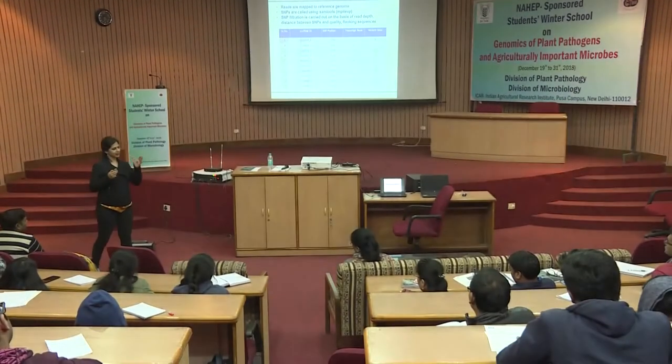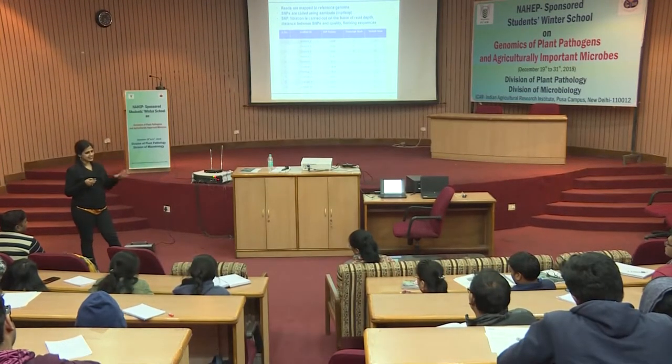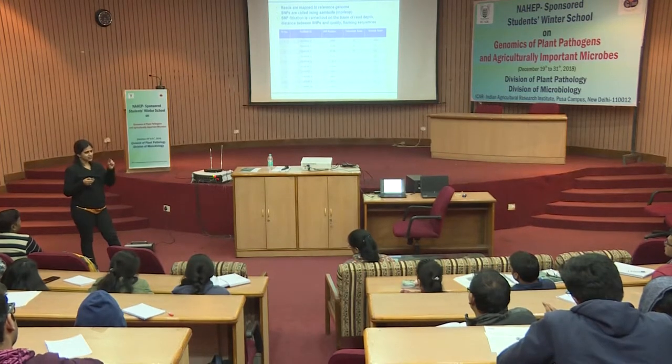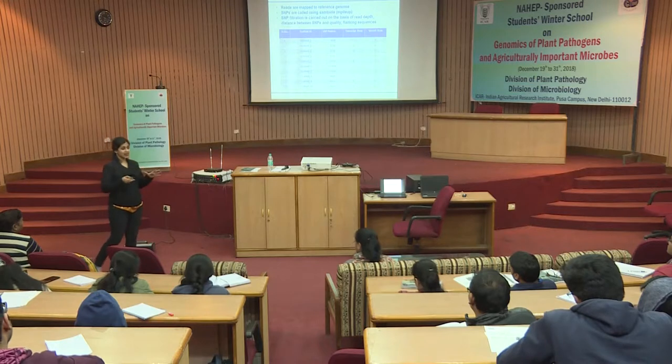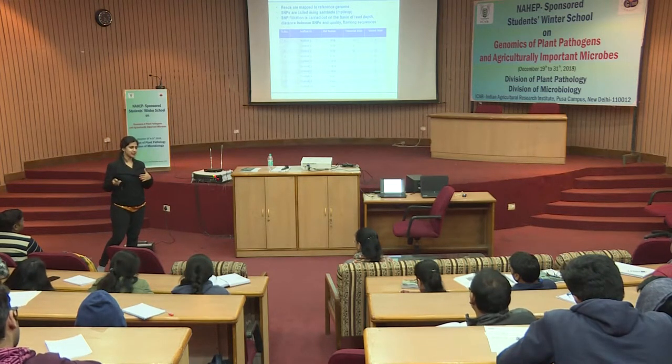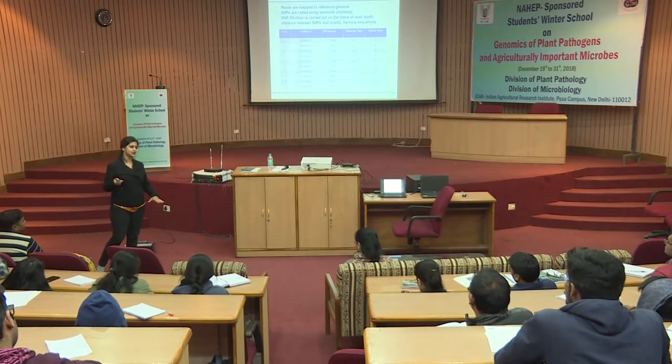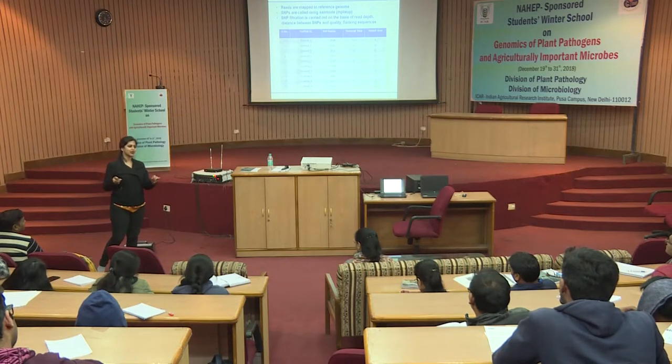So, again, usually we take 5x, 3x. 3x means 3 reads should be there to call it an SNP. If we end up with lots of SNPs, we go with 10, 15x of coverage. So, 10 sequences should be there for that particular SNP to call it an SNP.